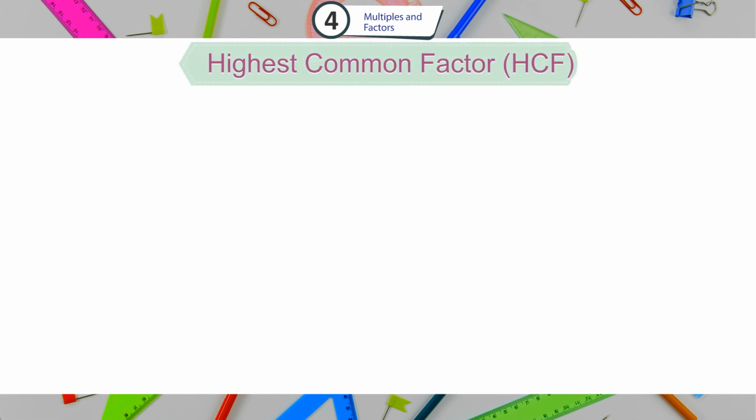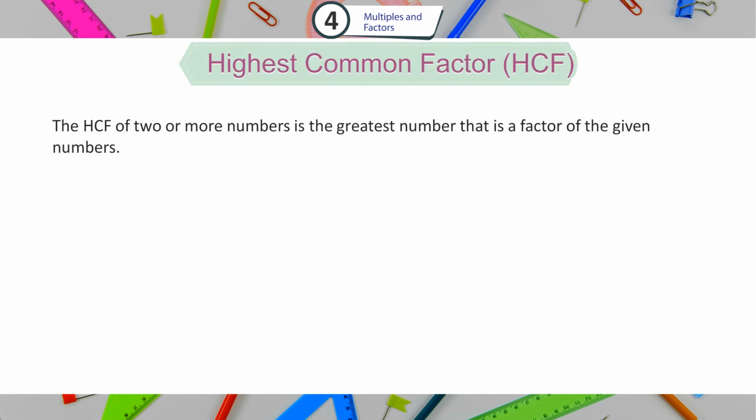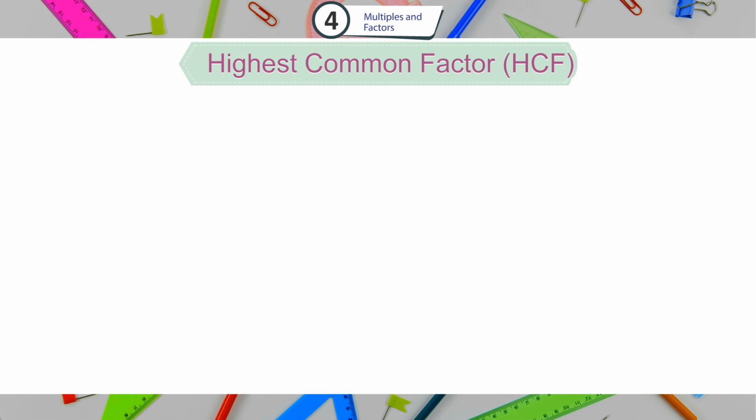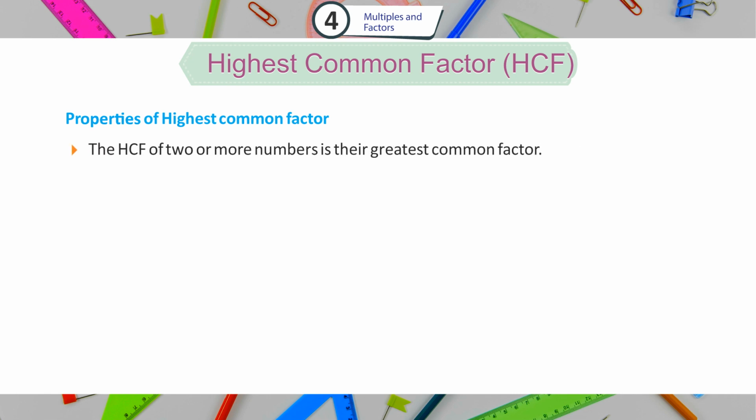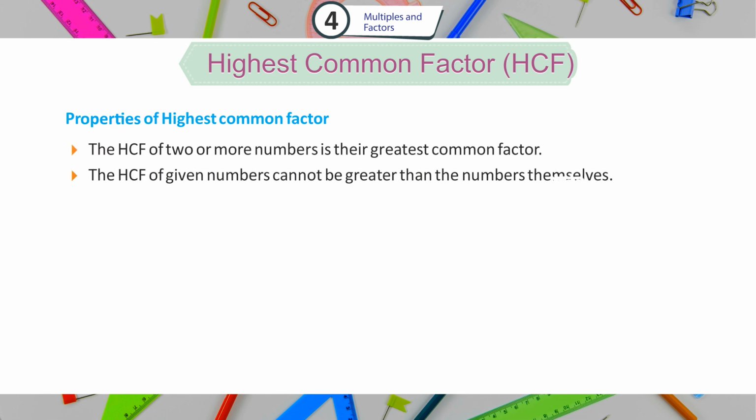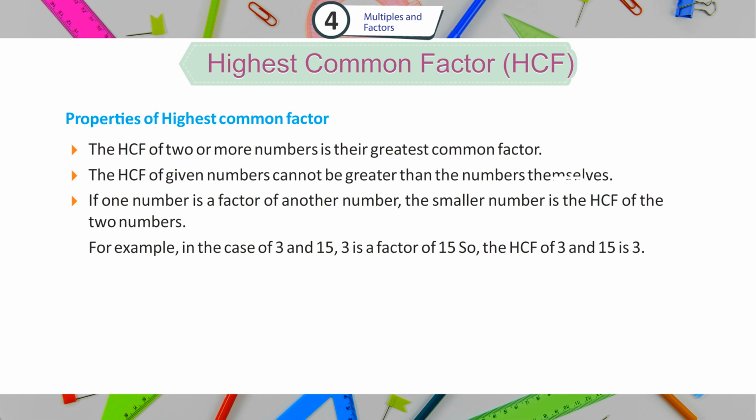Highest common factor, HCF. The HCF of two or more numbers is the greatest number that is a factor of the given numbers. Properties of highest common factor. The HCF of two or more numbers is their greatest common factor. The HCF of given numbers cannot be greater than the numbers themselves. If one number is a factor of another number, the smaller number is the HCF of the two numbers.